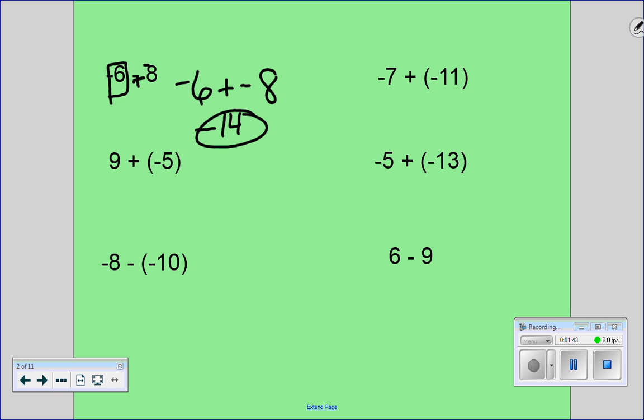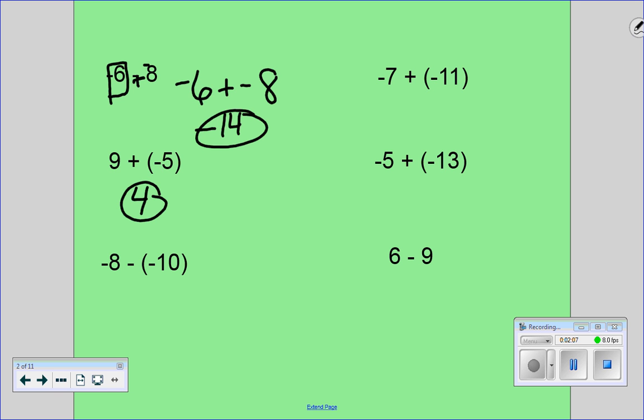Nice job. Let's talk about this one. 9 plus negative 5. Now, if you know the answer, you can just tell me if you want. What is the answer to 9 plus negative 5, Brooklyn? 4. Nice job. Let's talk about this one. Negative 8 minus negative 10. What am I going to do here? What do you think?